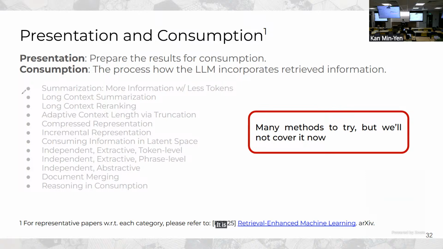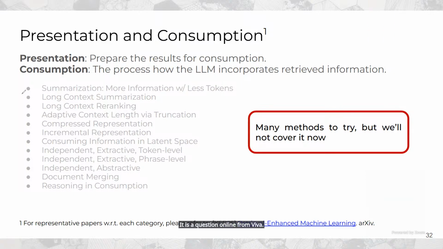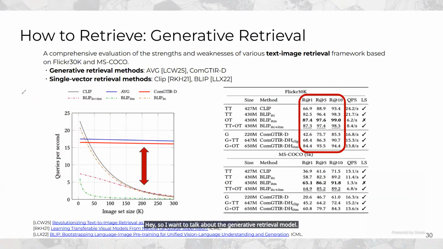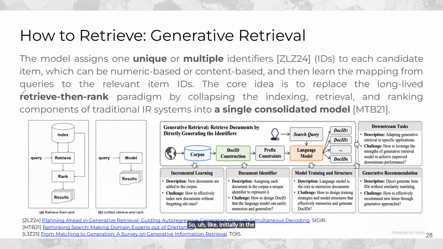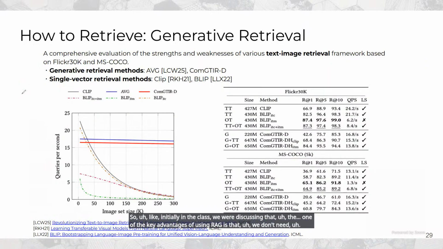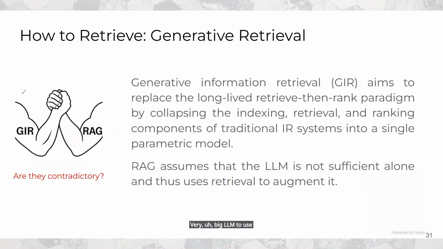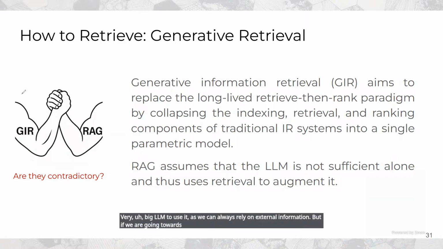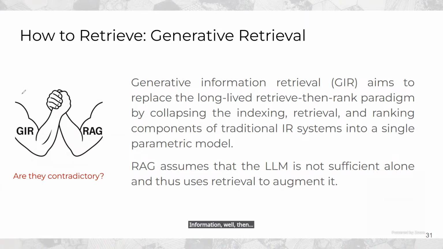There's a question online from Vaibhav. Hey, so I want to talk about the generative retrieval model. Initially in the class, we were discussing that one of the key advantages of using RAG is that we don't need a very big LLM, as we can always rely on external information. But if we are going towards generative information retrieval, then the model is only going to get bigger and bigger. So I don't understand the actual advantage it has over RAG.